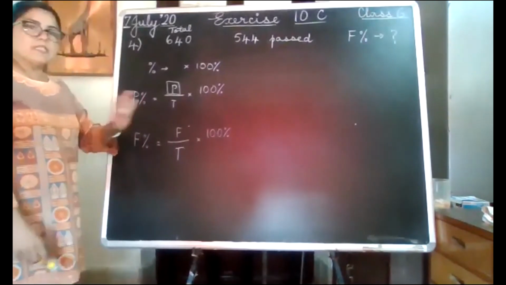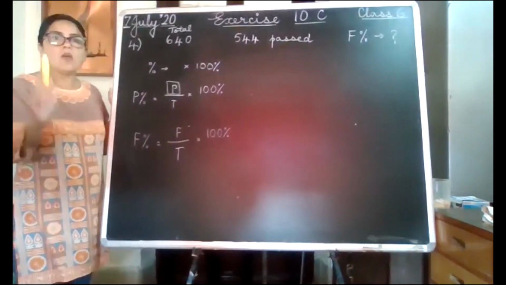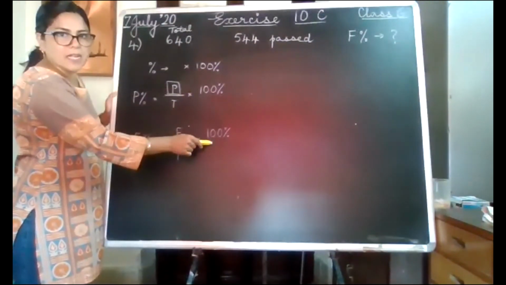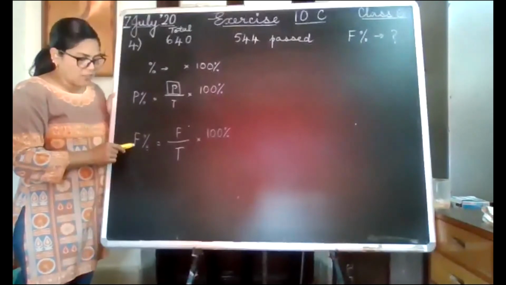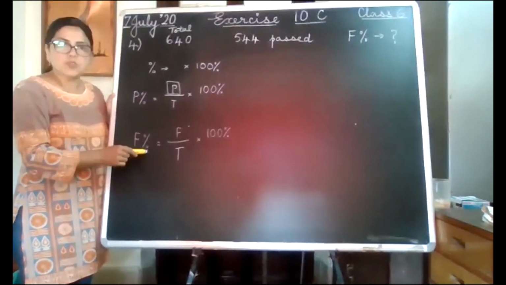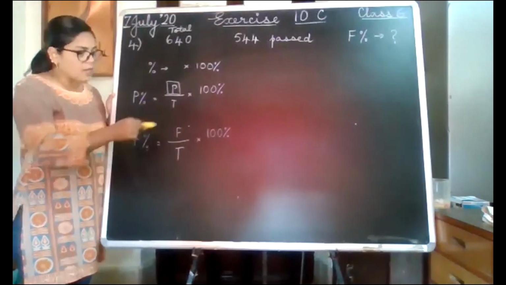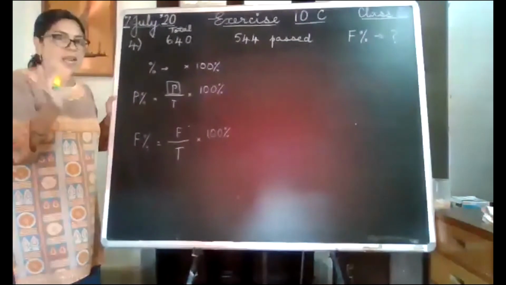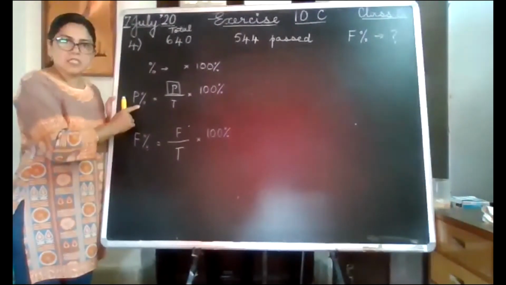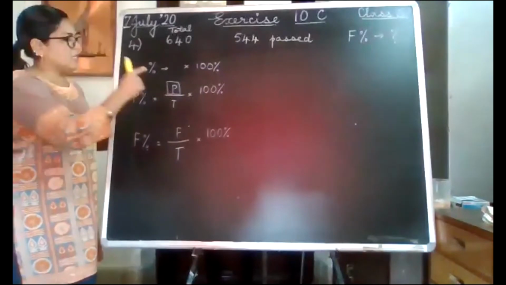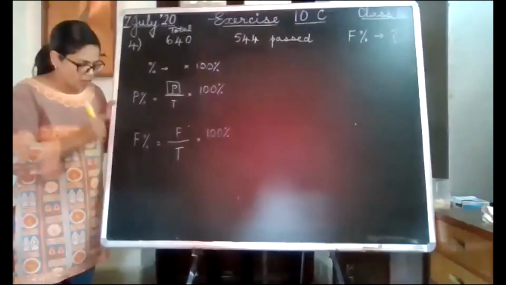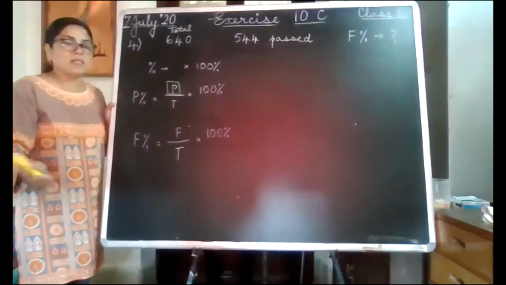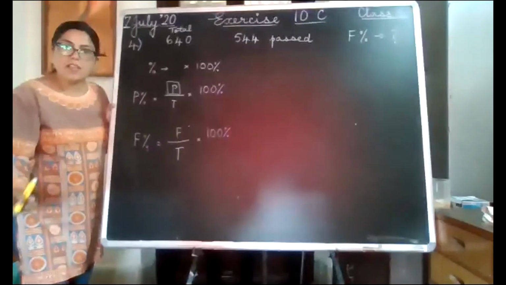Okay. So now in this, you don't have to learn anything by heart. First thing, you have to find out the percentage, so you have to multiply by 100. Second thing, you want the failed percentage. Whatever percentage you want to find out, that number needs to be the numerator. Remember this nicely. If you want to find out the pass percentage, you write the pass as the numerator. If you want to find out the failed percentage, you write the number of students failed as the numerator. The denominator is always the total.